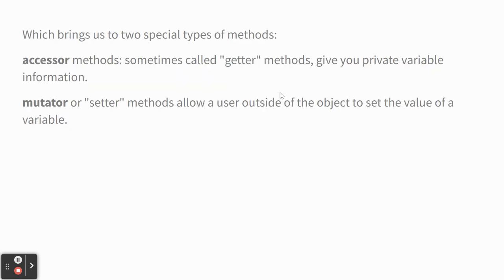So here we go. Accessor methods are sometimes called getter methods because they give you access to the private variables. They expose to you what they are, like get width, get height.